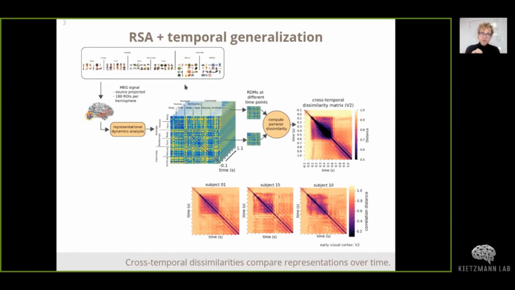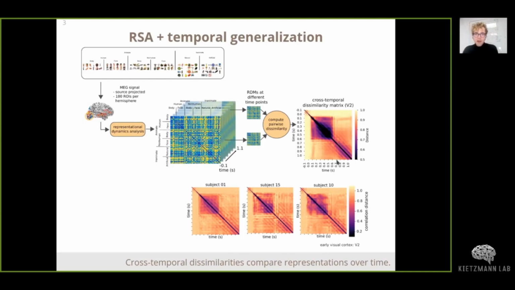For this, we make use of MEG signal that was recorded during an object viewing task and source project this signal into 180 regions of interest per hemisphere. This allows us to compute a full representational dissimilarity matrix for every time point of the stimulus presentation epoch. Coming from there, we can compare the resulting RDMs between all different time points, which results in such a cross-temporal dissimilarity matrix that you can find here for the early visual region V2.